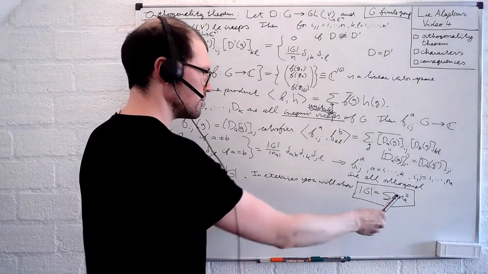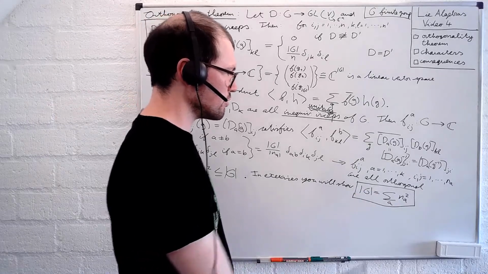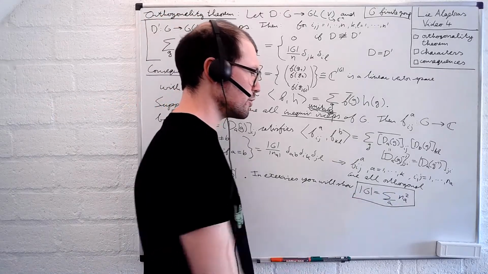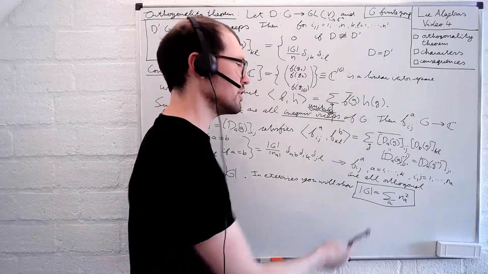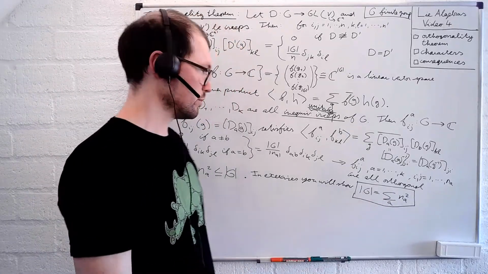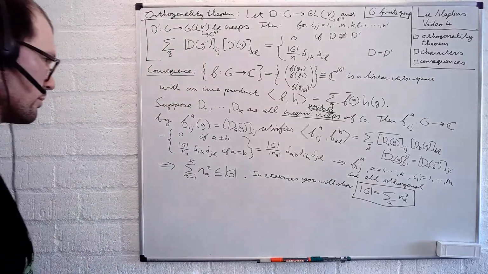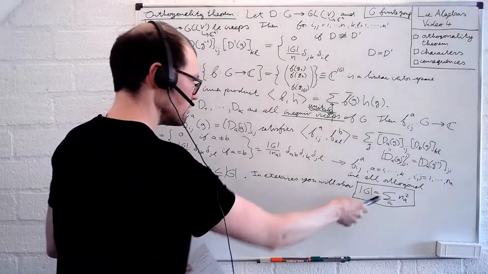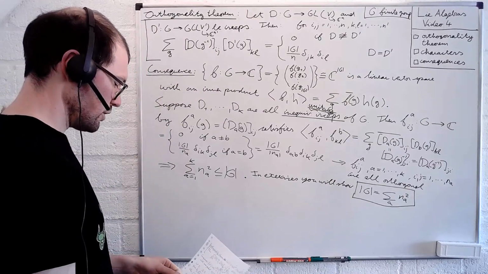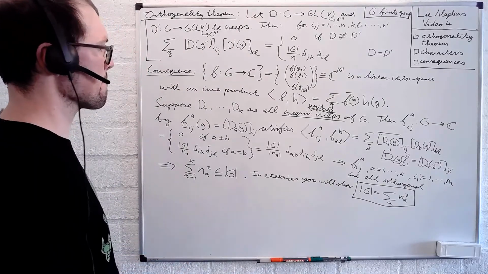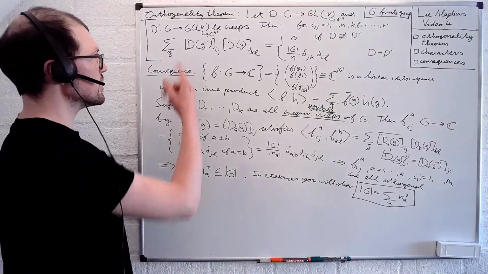In the exercises you'll encounter one example of a group where from this formula you can determine representations that are not necessarily all one-dimensional. Okay, so this is really a very nice formula, and it's a direct consequence of the orthogonality theorem. So let me proceed and prove this theorem.